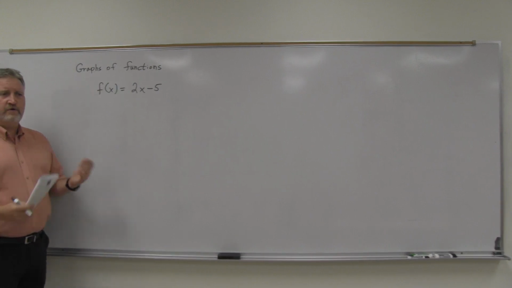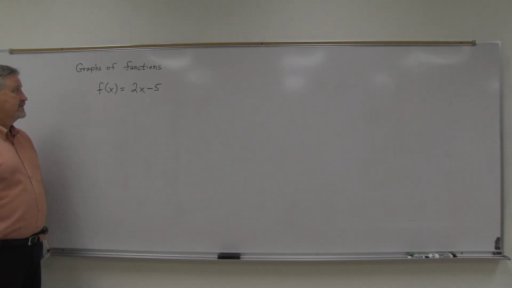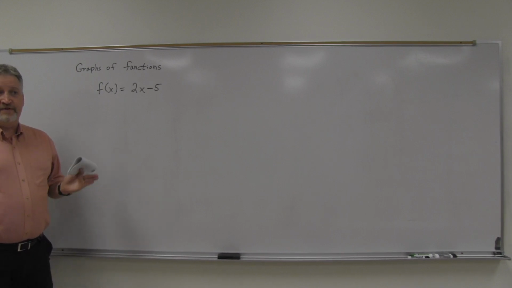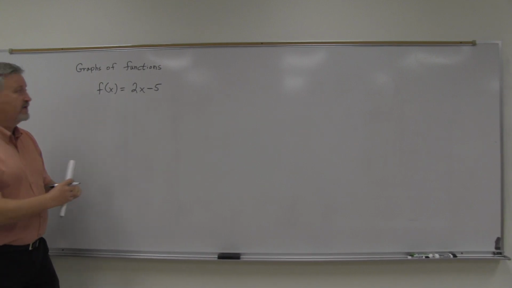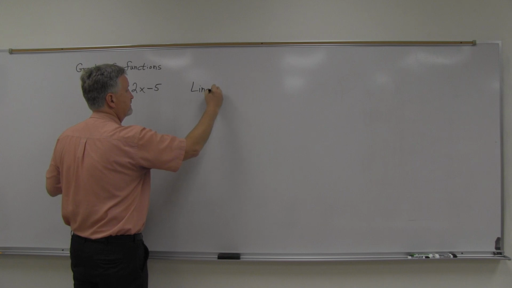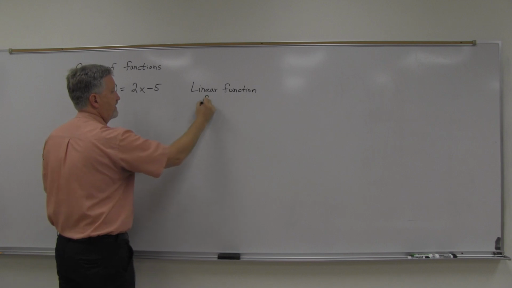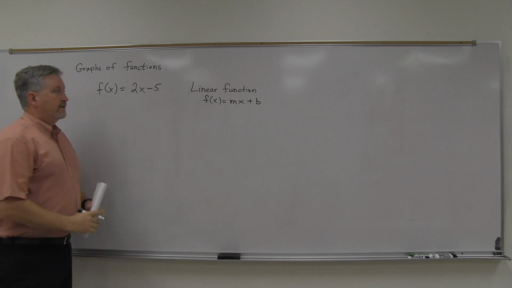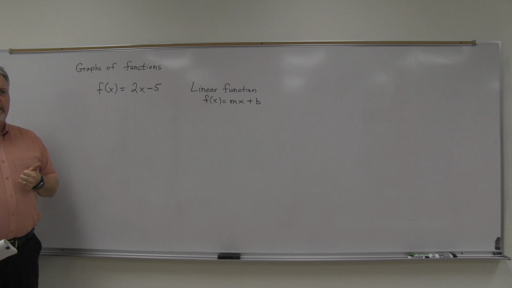What do we know about y equals 2x minus 5? What type of graph is that? What form is that? It's a line, it's slope-intercept form of a line. This is now just in function form. So this is called a linear function, because it's in the form f of x equals mx plus b. If it's in this form, we can read the slope of that line, and we can read the b, which is the y-intercept of that line.